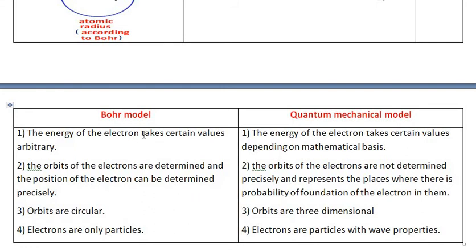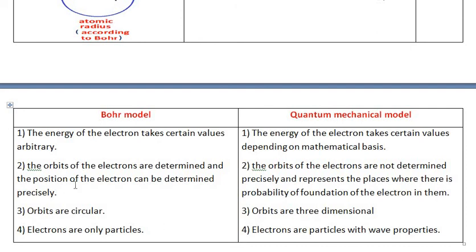If we compare between Bohr model and quantum mechanical model, which is the modern theory, the energy of the electron takes certain values arbitrarily in the Bohr model. But in the modern theory, the energy of the electron takes certain values depending on the mathematical basis. In Bohr model, the orbits of the electrons are determined and the position of the electron can be determined precisely. But in the modern theory, the orbits of the electron are not determined precisely and represent the places where there is a probability of finding the electron.